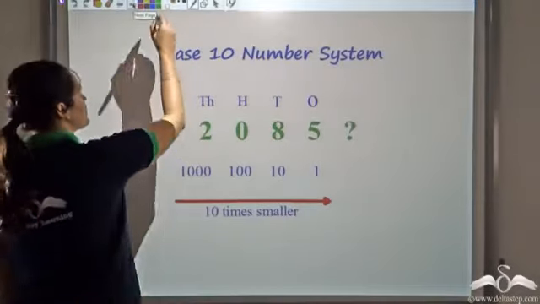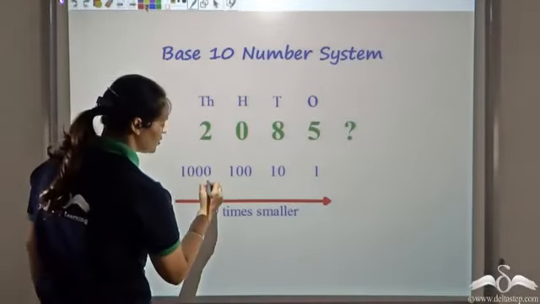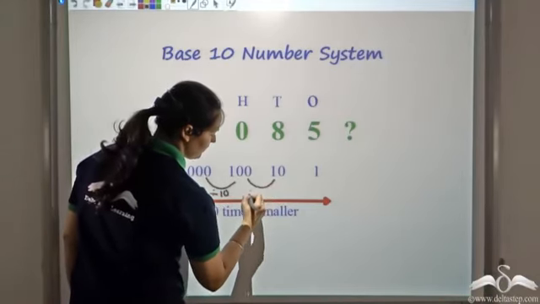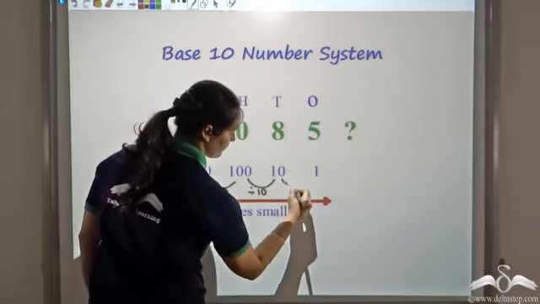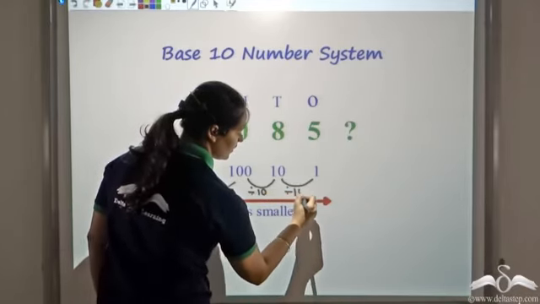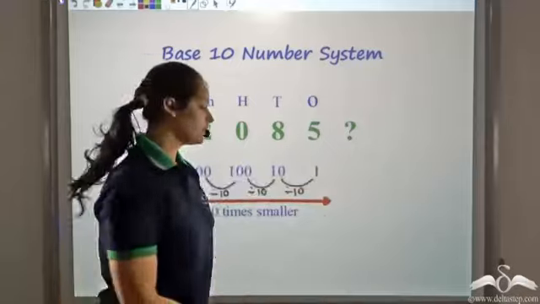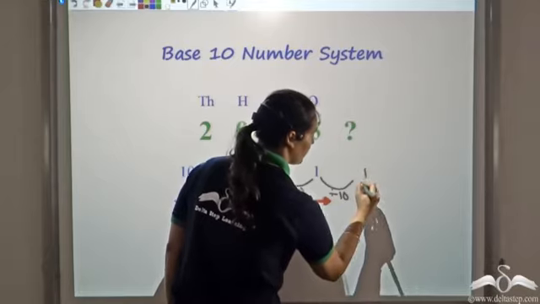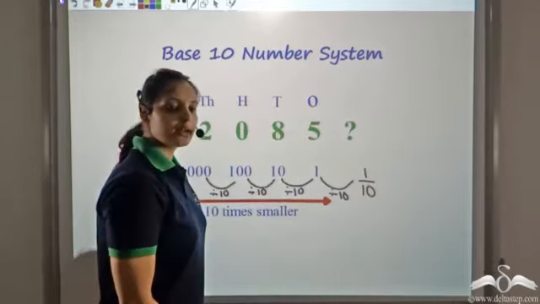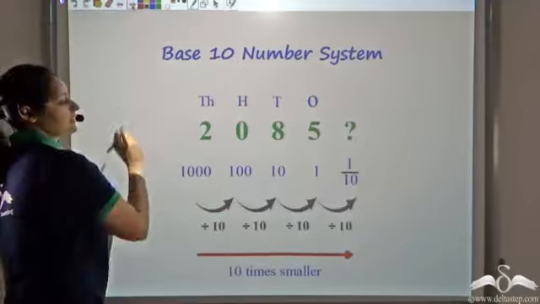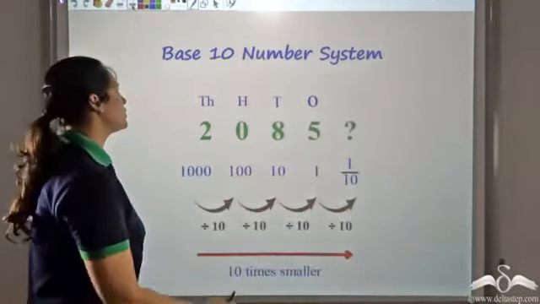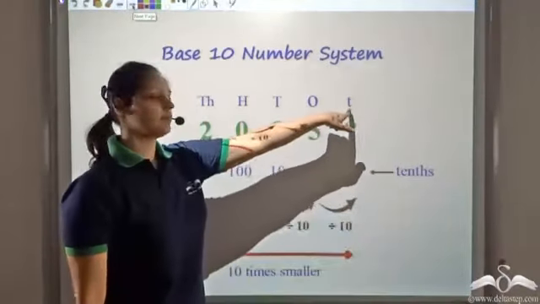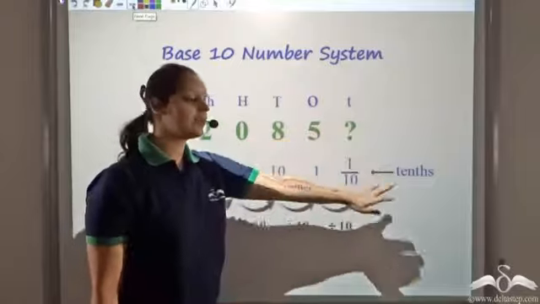So what I am doing is, in each step, I am dividing by 10. Now, what if I go beyond ones? That is, again, if I divide by 10, I would get column multiplier as 1 by 10. And this is what we call tenths. So we get 1 by 10, which we call tenths. And we denote this by the symbol small t. So this is how we get tenths.